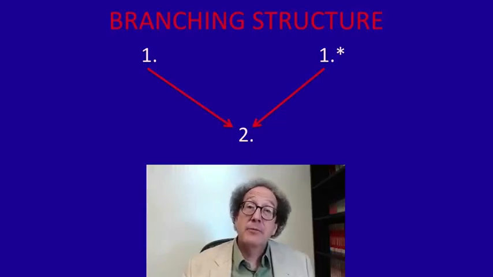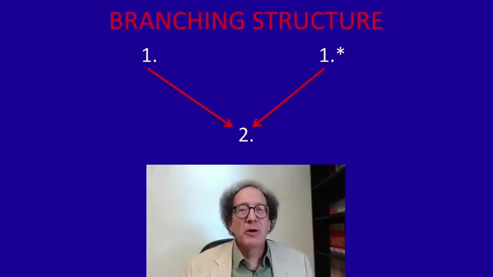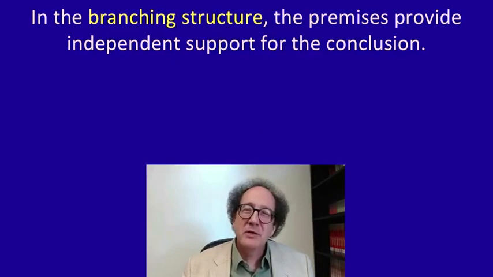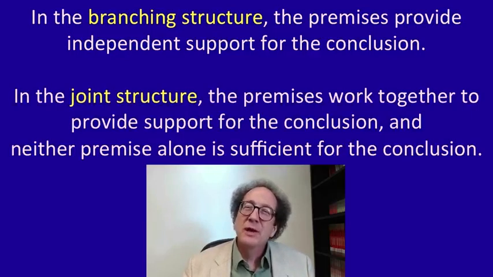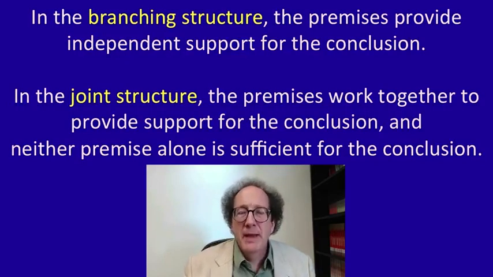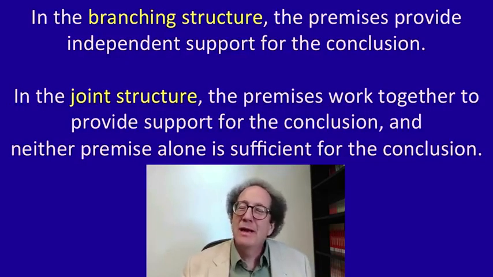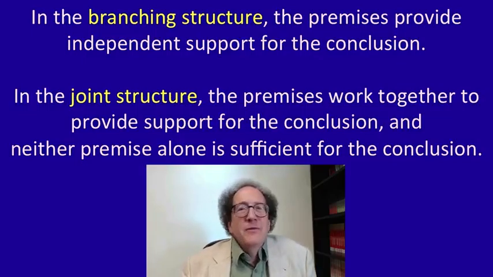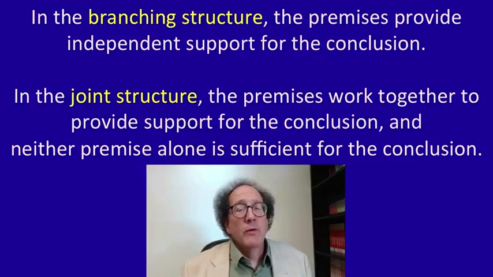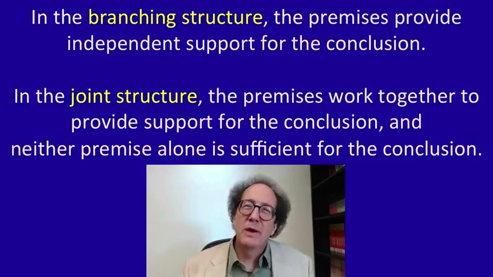Next, we have to separate this branching structure from what we're going to call the joint structure. The difference is that in the branching structure, the premises provide independent support for the conclusion, whereas in this joint structure, they work together, and they're not going to have force independent of each other. It's like the joint in your leg, which joins together the calf with the thigh. And if you didn't have both, it wouldn't work very well. So we're going to call it a joint structure.